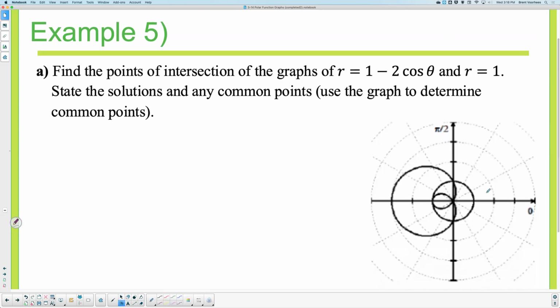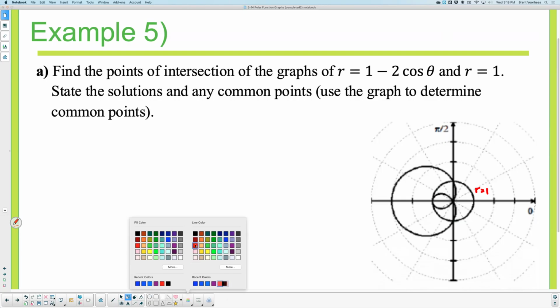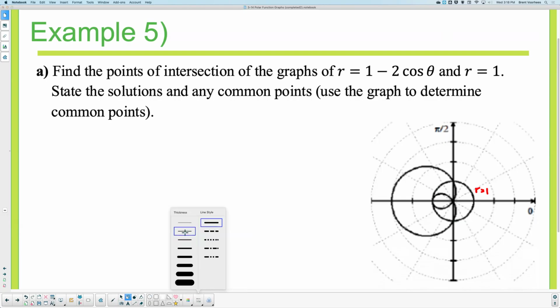Well, I can look for the intersections first. So here's the equation r equals 1. It's right here. And just to help you see it better, I can do that one in red, so we have 2 different colors. So that's the graph of r equals 1. And then here, the 1 minus 2 cosine theta, that's a looped limaçon. And you can see there's 3 different intersections. There's this intersection here, here, and there.